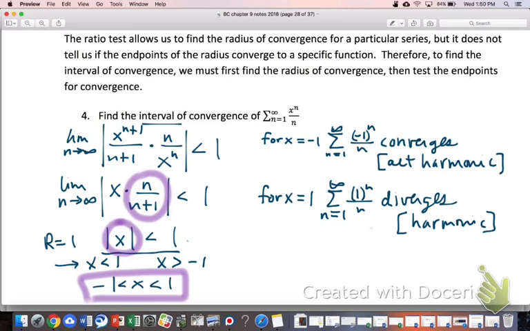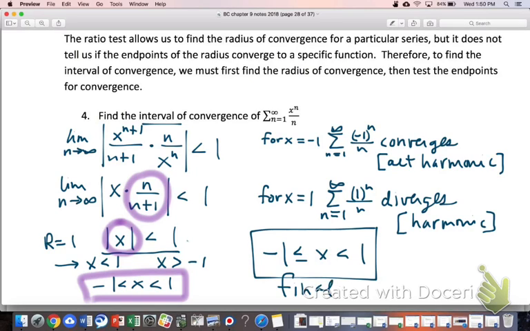Okay, so then for my final answer, I need to take those two pieces of information into account. On the left endpoint, I got convergence, and on the right endpoint, I got divergence. So my final answer would be this right here. Negative 1 is less than or equal to x, which is less than 1. The reason why I put the or equal to on the left endpoint is because I got convergence at the left endpoint. The reason why I left it off of the right endpoint is because I got divergence on the right endpoint.